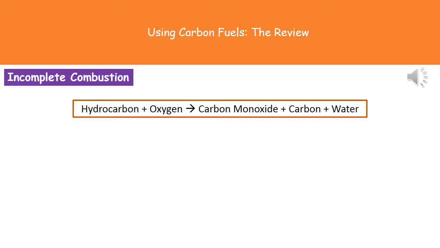What we have here then is the general word equation for the incomplete combustion of a hydrocarbon. So we've got hydrocarbon plus oxygen makes carbon monoxide plus carbon plus water. Now they may give you a question along the lines of: methane burns in oxygen to produce carbon monoxide, carbon and water. Write a word equation for this. So all you need to do is write down methane plus oxygen, put your arrow in, carbon monoxide plus water plus carbon, and that will get you your 1 mark for it. So just read the question carefully, remember to put in your pluses and your arrow, and then you'll get your mark.